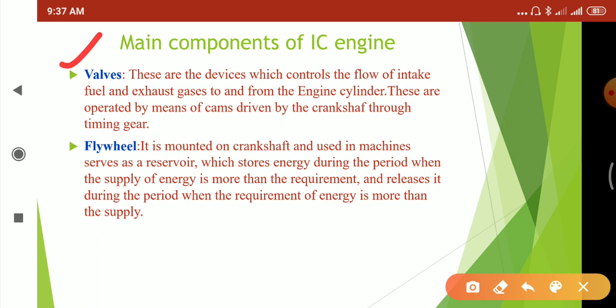Whatever fuel is entering into the cylinder, we can control using the intake or inlet valve. Similarly, we can control the exhaust gas by using the exhaust valve. These two valves are operated by means of cams driven by the crankshaft through the timing gears, or timing chain.